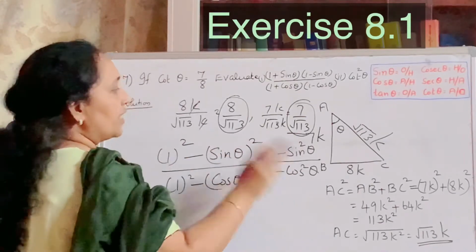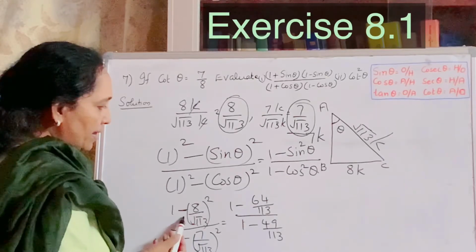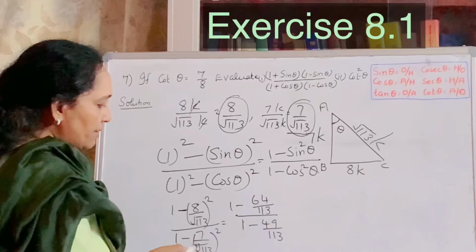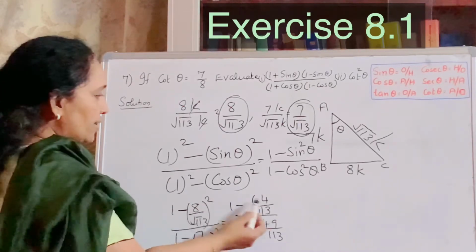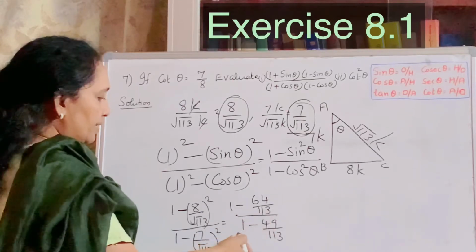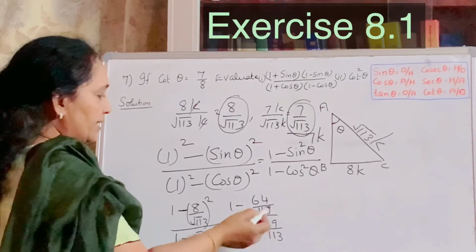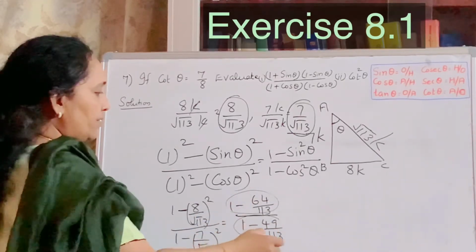Now let us put the values inside this. Here I have given the values: 1 minus (8 by root 113) whole square, by 1 minus (7 by root 113) whole square. That means 1 minus 8 square is 64 by 113. Here 1 minus 7 square is 49 by 113. Here you find out the LCM and here also find out the LCM.